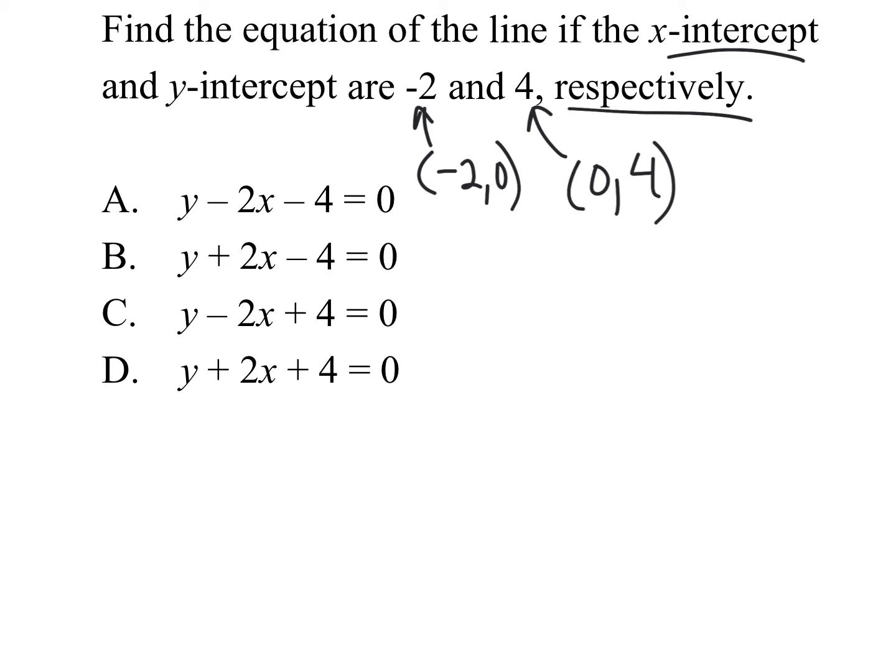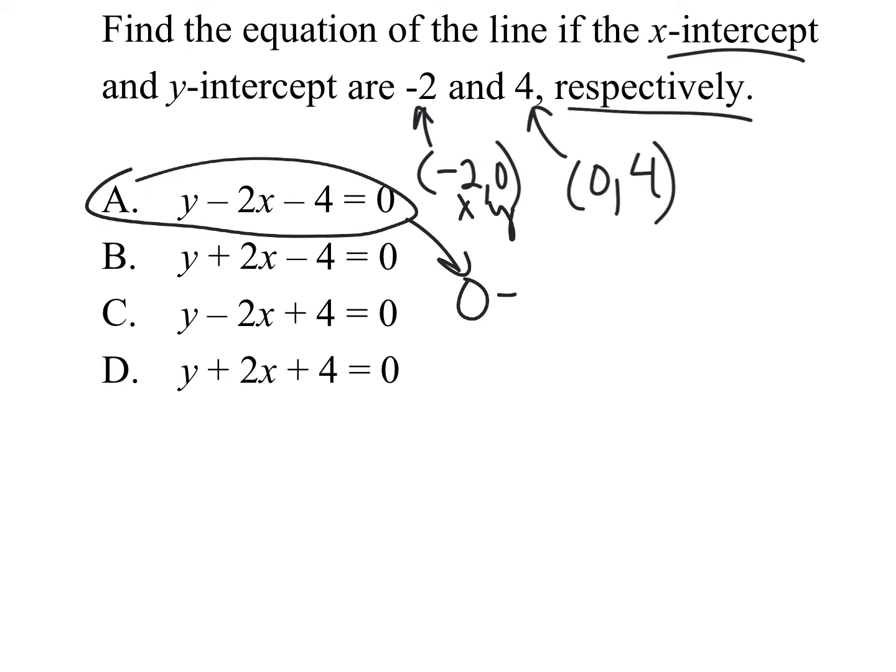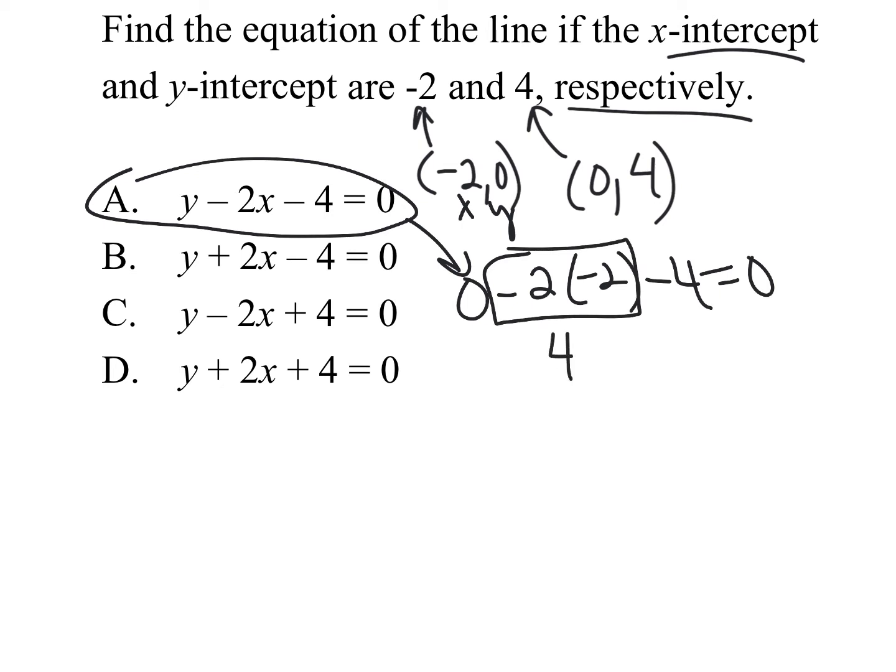So if you put in negative 2, 0, so 0 in for y, I'm looking at this one, 0 in for y, negative 2 in for x. And we're just seeing if this works or not. So this part, we got negative 2 times negative 2 would be a positive 4. And then 4 minus 4 is 0. I don't really care about the 0 in front of there. So that works. And then we could try 0, 4.